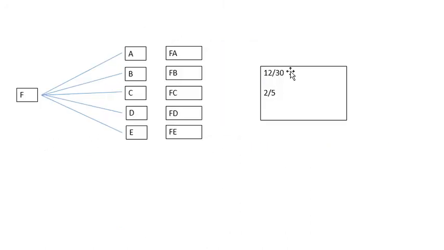So 12 out of the 30 have both vertices A, B, C, or D. So I've written an equivalent fraction, 12 over 30. I can rewrite the 12 over 30 in an equivalent fraction as 2 over 5 in lowest terms. And that's how we complete this question.